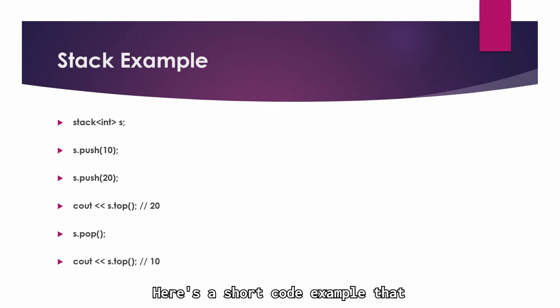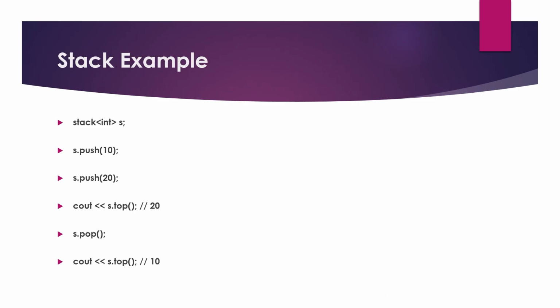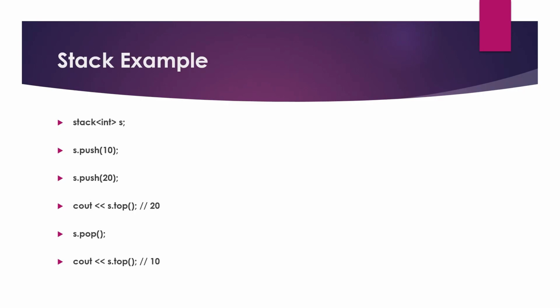Here's a short code example that demonstrates stack operations. We create a stack of integers, then push two values onto it, 10 and 20. When we call top, it returns 20, the most recently added element. Then we pop the stack removing 20, and now top returns 10. This simple sequence clearly shows how the LIFO mechanism plays out in real time. You will be using this behavior frequently in algorithms and logic-heavy applications.